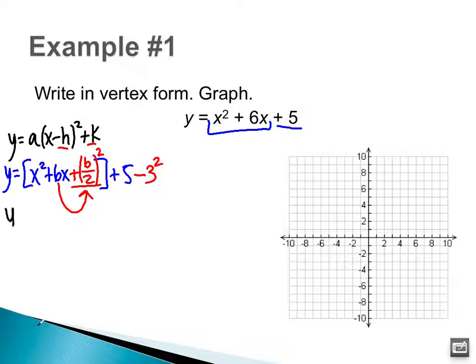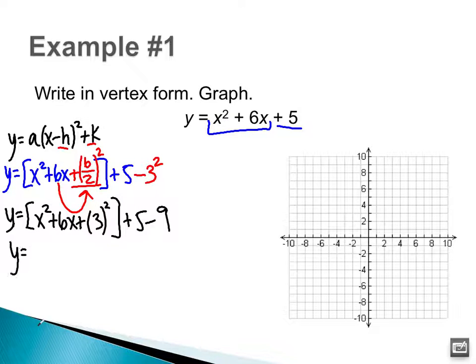I'm going to rewrite this. Now I'm ready to complete the square within the brackets. And 5 subtract 9 is negative 4. So currently we have written our parabola in vertex form. Last thing I want to do is graph.